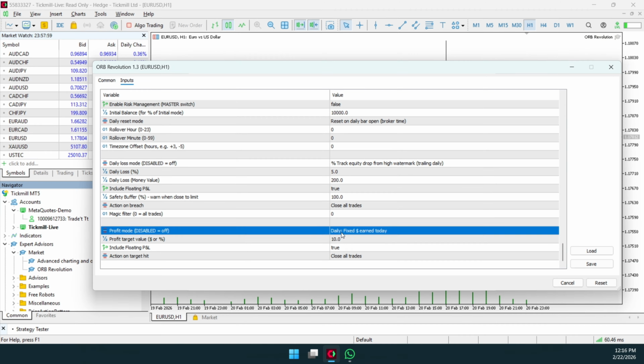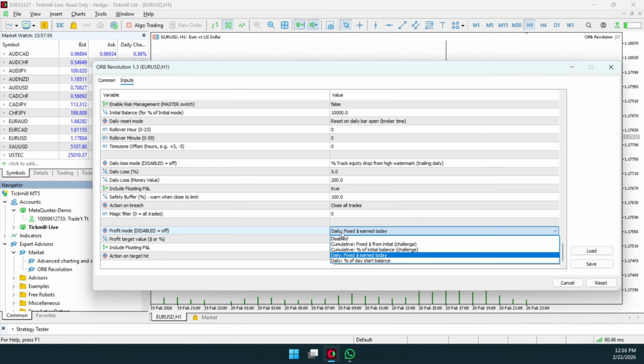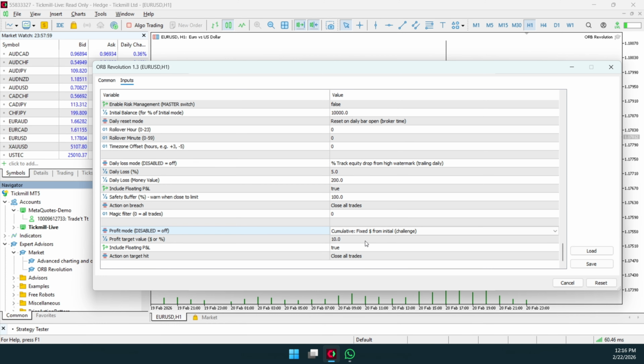That's an example. And you can use it also for challenges, meaning you have your EAs running on your VPS, you're away from them, and you just hit the 10% target profit on all your EAs. Well, you can use this cumulative function, either a percentage or a fixed amount. And once you have reached this level of profit on your entire account, all the EAs will stop.